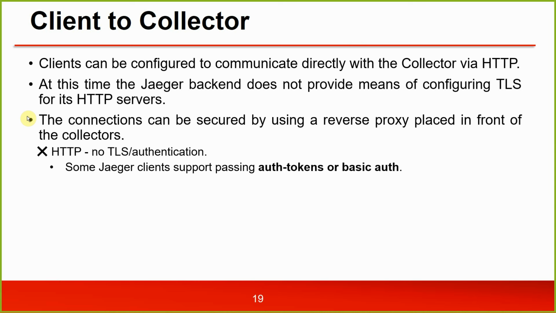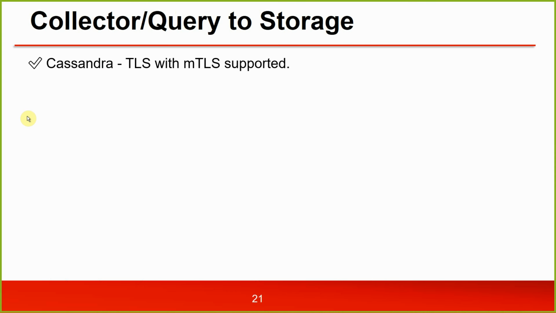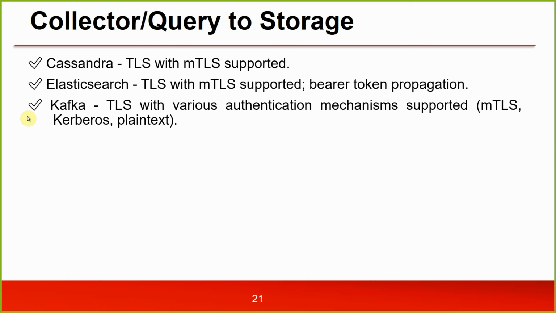Some Jaeger clients support passing an auth token or basic auth. Agent to collector, yes. gRPC with TLS and client certificate authentication is supported. Collector or query to storage, yes. For Cassandra, TLS with mTLS is supported. Elasticsearch, TLS with mTLS supported, and bearer token propagation is allowed. Kafka, TLS with various authentication mechanisms is supported.